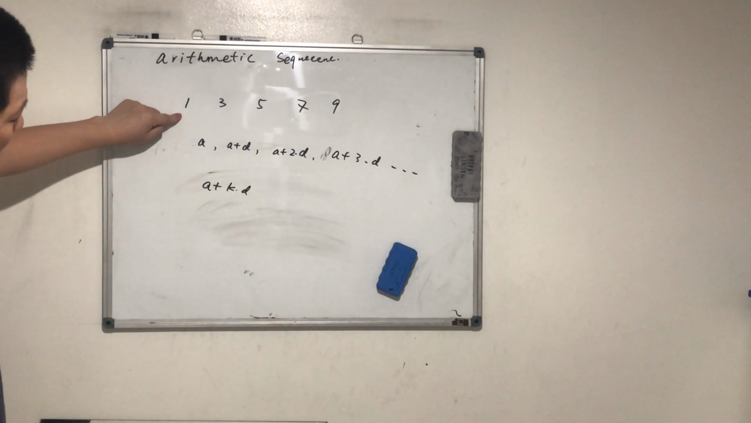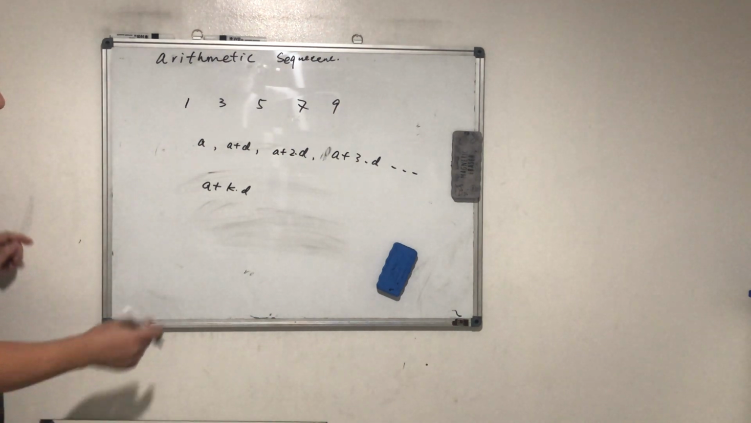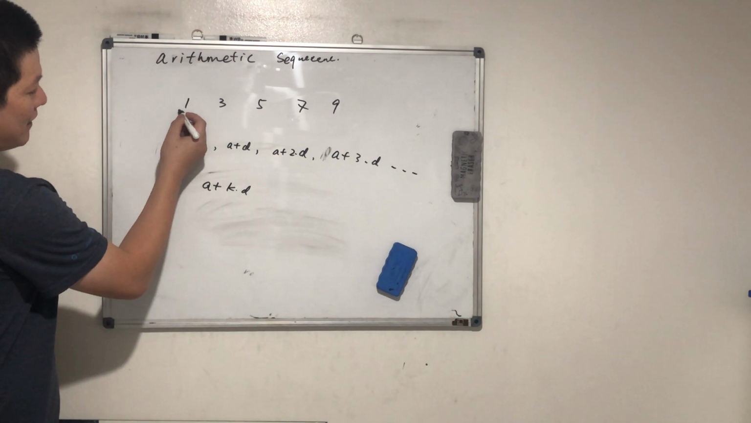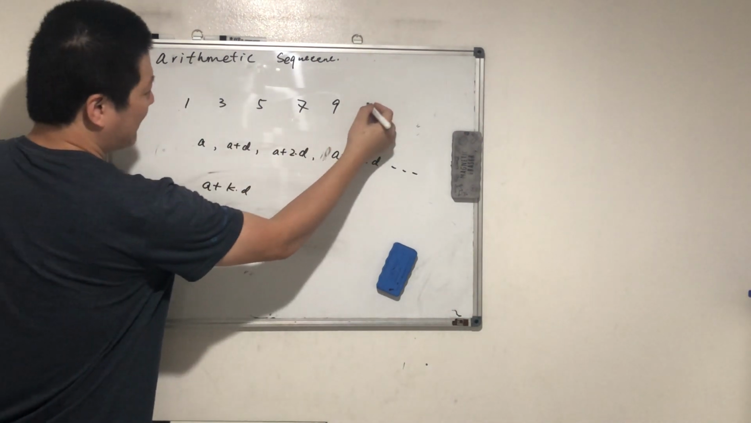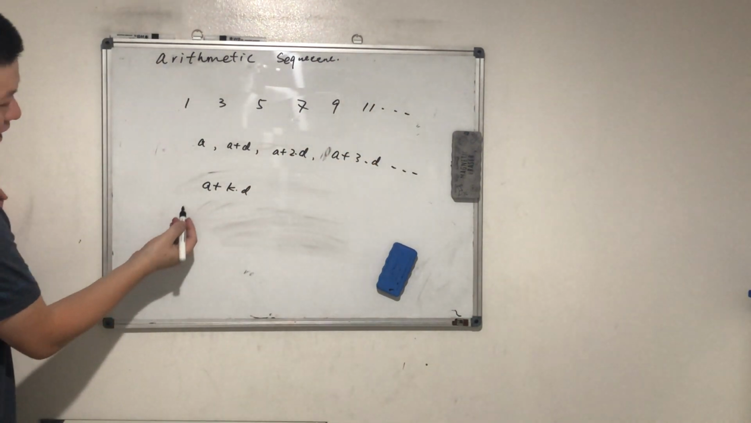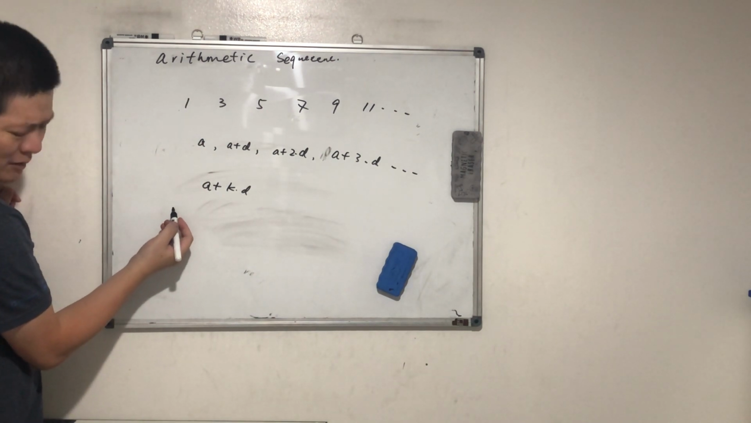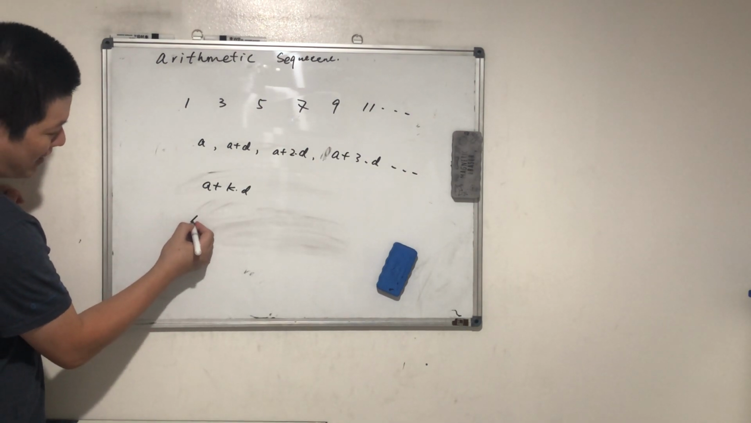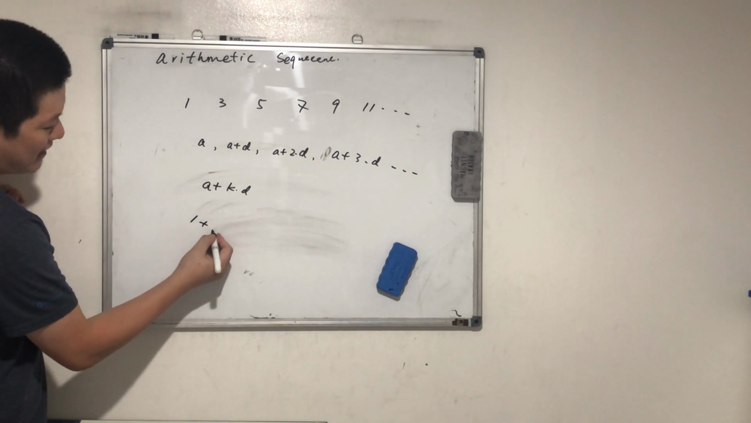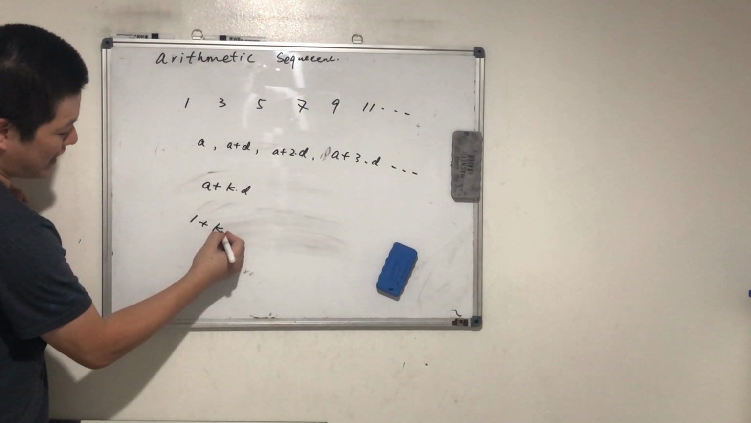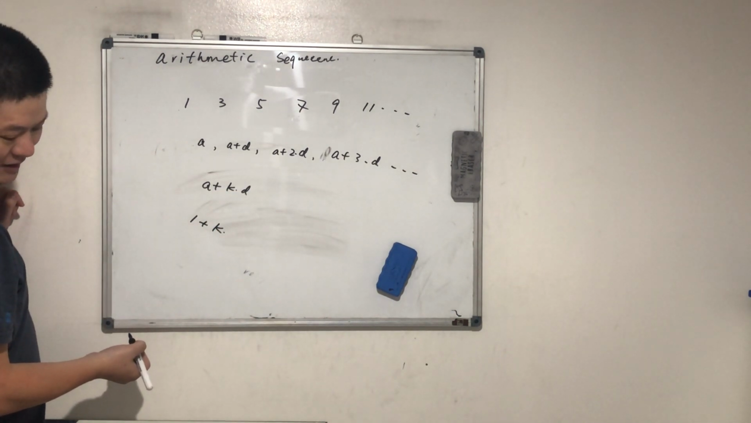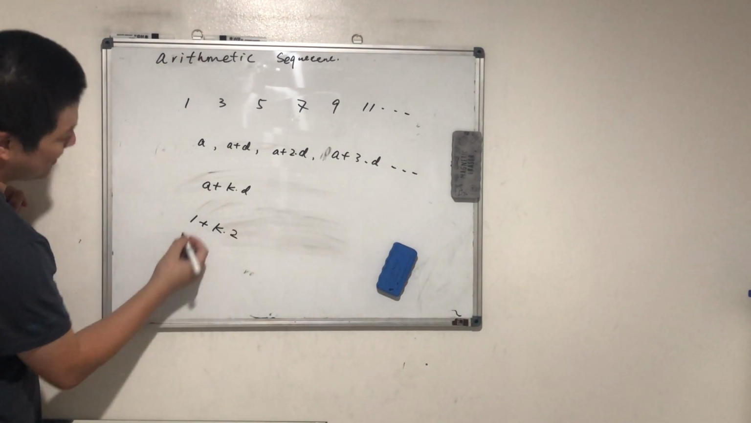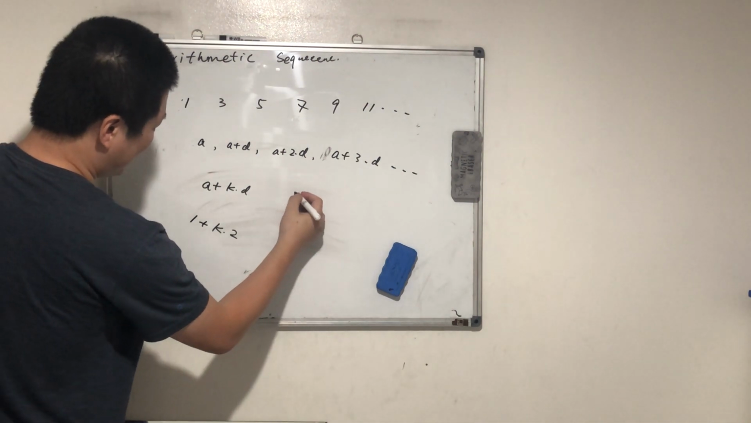Okay, so given this, can you tell me what's A and D for 1, 3, 5, 7, 9, 11, etc.? What's A? The A is the first number. Which one? 1. Okay, and what's K? K is the index number. What's D? D is the distance. What's D? 2. Okay, so this sequence we can write as what?